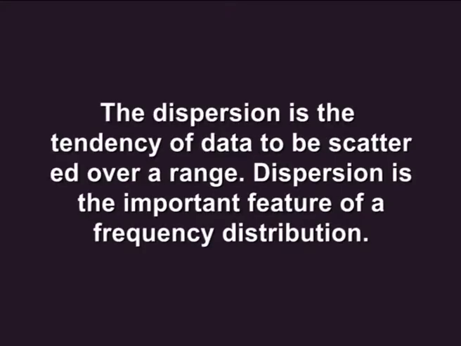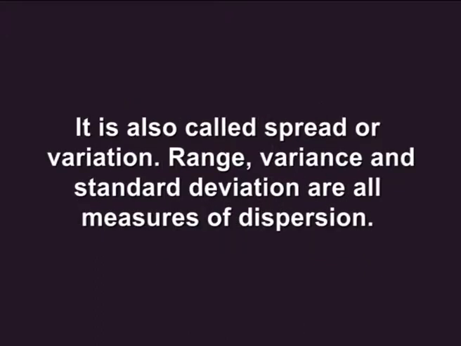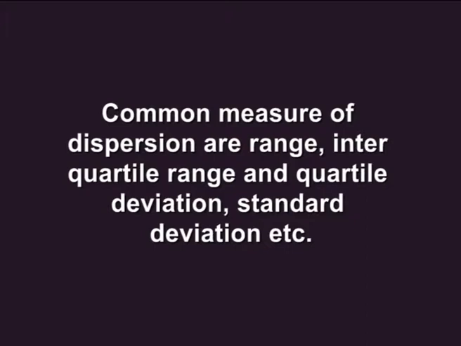The second measure of analysis is measures of dispersion. The dispersion is the tendency of data to be scattered over a range. Dispersion is an important feature of a frequency distribution. It's also called spread or variation. Range, variance and standard deviation are all measures of dispersion. Common measures of dispersion are range, inter-quartile range, quartile deviation, standard deviation, etc.